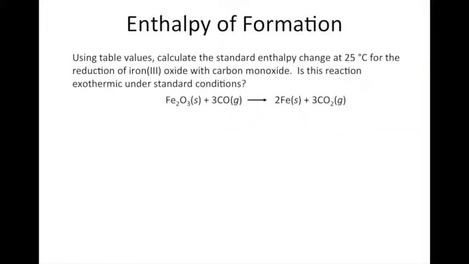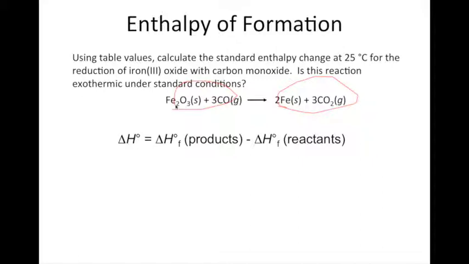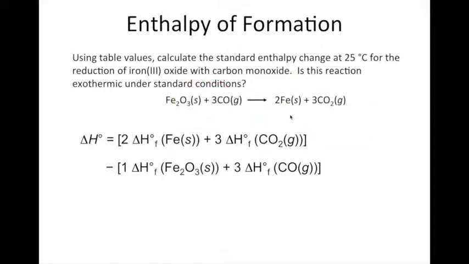Okay. So for this particular reaction, I want to take the enthalpies of formation of my products minus the enthalpies of formation of my reactants. And we have to multiply times any coefficient. So our equation would look something like this: 2 times the enthalpy of formation of iron plus 3 times the enthalpy of formation of carbon dioxide gas minus 1 times the enthalpy of formation of iron 3 oxide plus 3 times the enthalpy of formation of carbon monoxide gas.